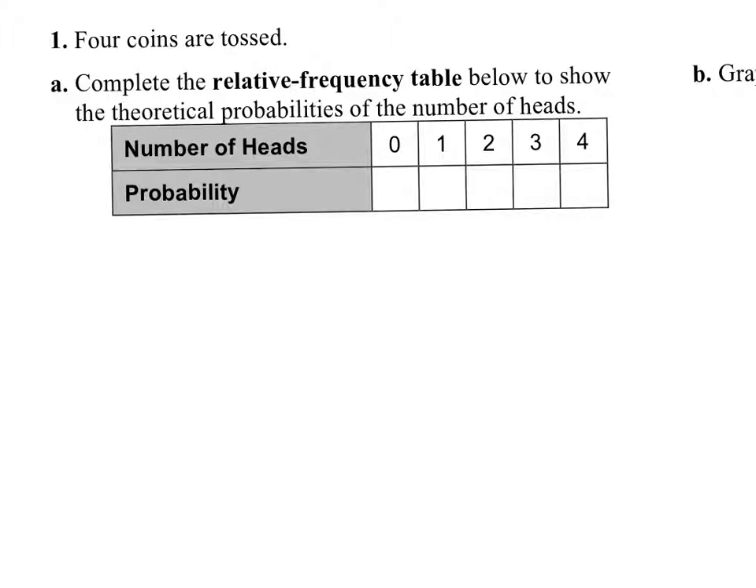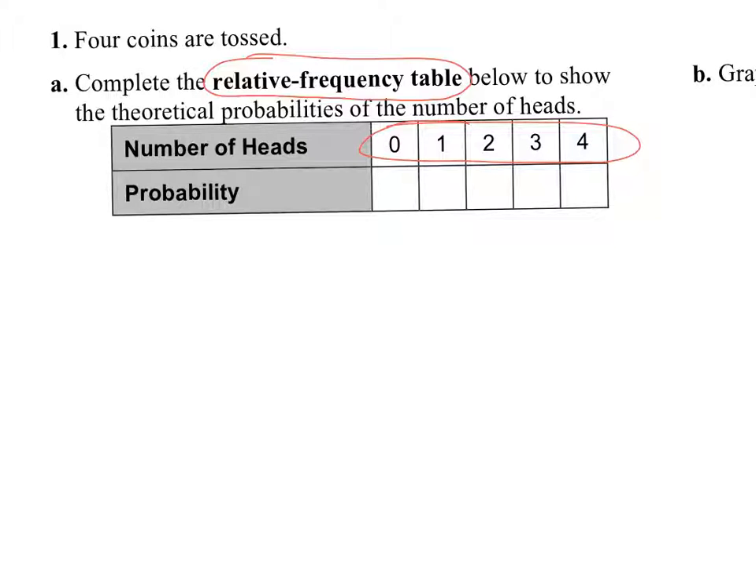Okay, so for number 1, we're making a relative frequency table. That's just a table that says all the possible outcomes. So for this example, all the possible outcomes, if you flip a coin 4 times, you can get heads 0, 1, 2, 3, or 4 times. And then the other part of the table is the probability associated with each of those possibilities. So we learned how to do this in chapter 10.